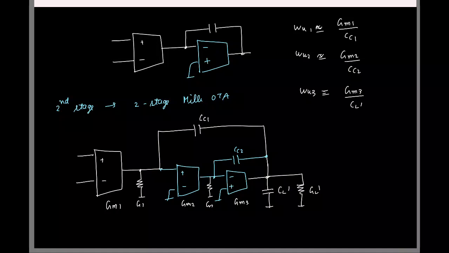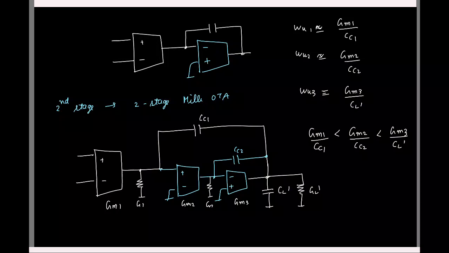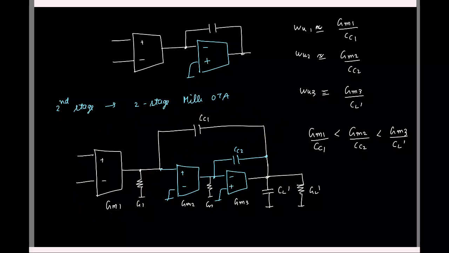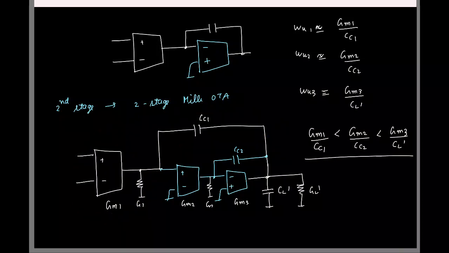And this is equal to... And again, for stability, we know that the outermost omega u, which is this guy, must be smaller than the omega u for the inner stage, which is CC2, which in turn must be smaller than the... make sense? So you make sure that the outer loop is operating at a lower omega u than the inner loops. So this is the condition you need to ensure to get a stable 3-stage OTA.